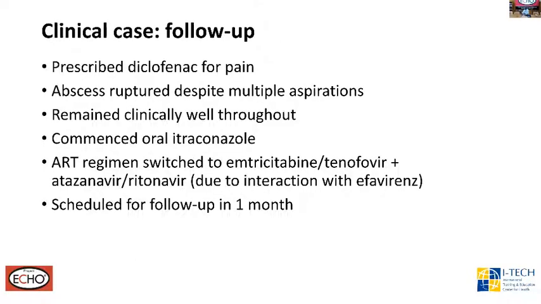So just a brief follow-up about our case. We didn't give him any antibiotics or anything for the lesion. We just gave him diclofenac for pain and inflammation. We had tried to prevent the abscess from rupturing because that can sometimes lead to a draining sinus for weeks. So we did multiple aspirations, but it still ruptured in the middle of the night. It has since closed up, and there's a minimal area of fluctuance still. And he's remained clinically well throughout.